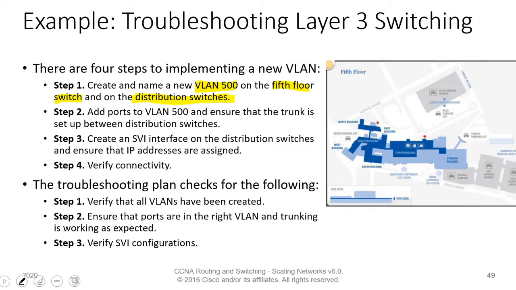And on that particular switch, we will associate certain ports to the particular VLAN, and any connectivity between the distribution switches, we will make them VLAN trunks. Then we can also create SVI interfaces on the distribution switches to do any inter-VLAN routing, and finally we can check if the connectivity is done properly. So we can use all the previously discussed commands to check those things.